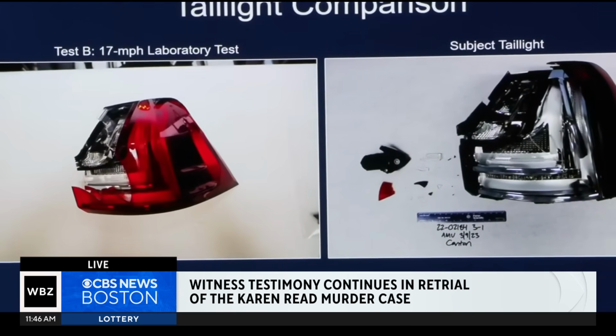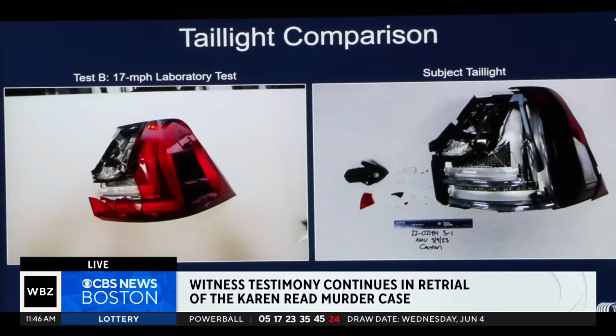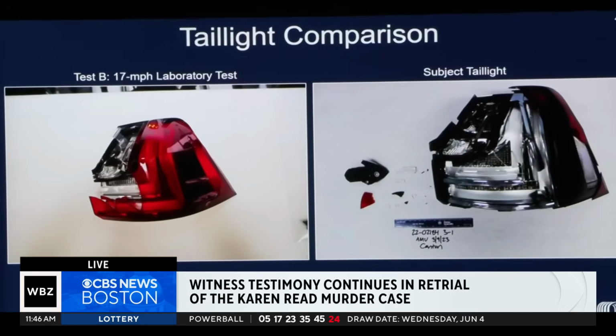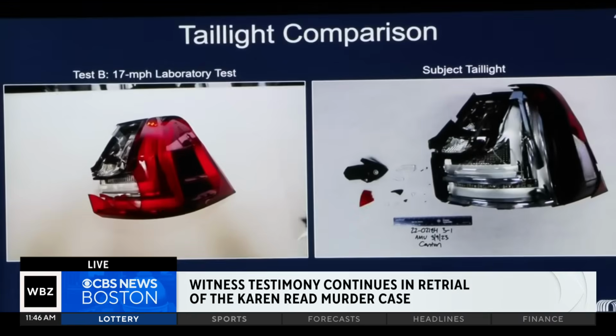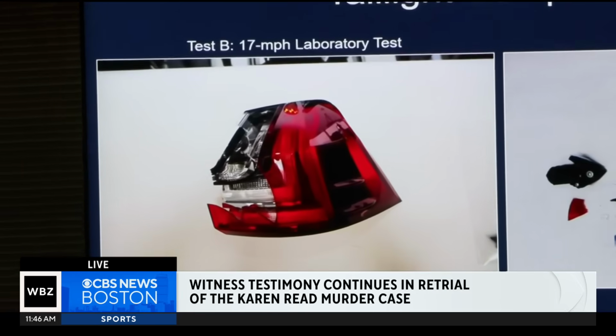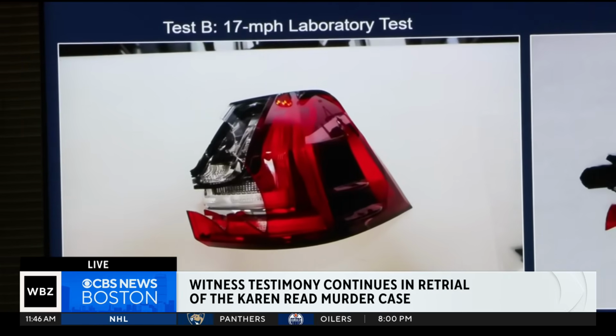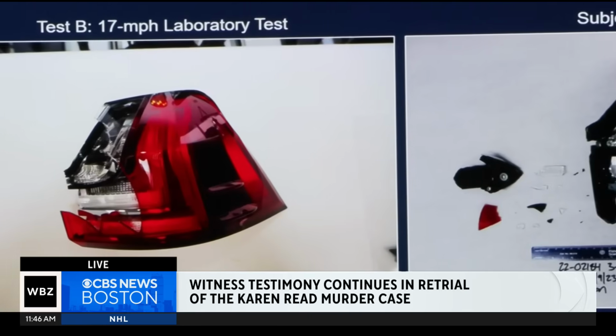What is this a picture of, or pictures of? This is a side-by-side comparison showing a depiction of the 17 mile an hour test impact to the test taillight, comparing it to that of the subject taillight. Were you able to reach any conclusions or opinions as to whether or not the damage to the subject taillight on the right is consistent with striking an arm at 17 miles per hour? It's inconsistent from a damage perspective.